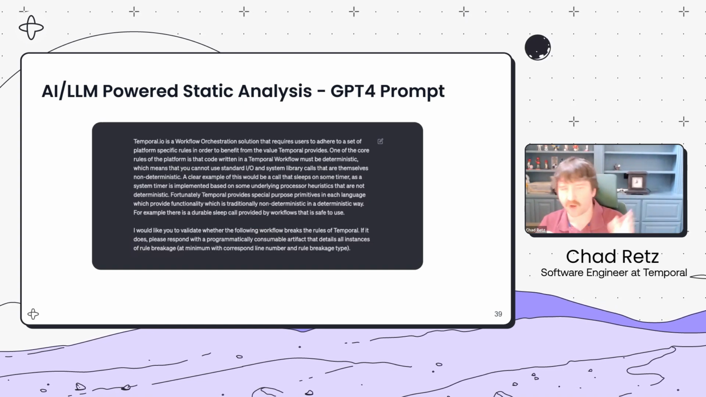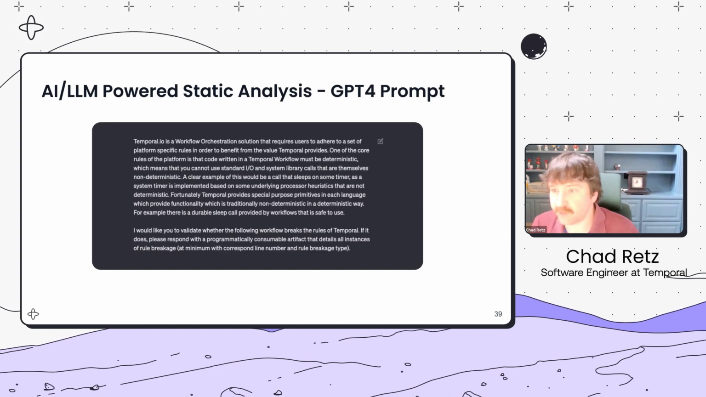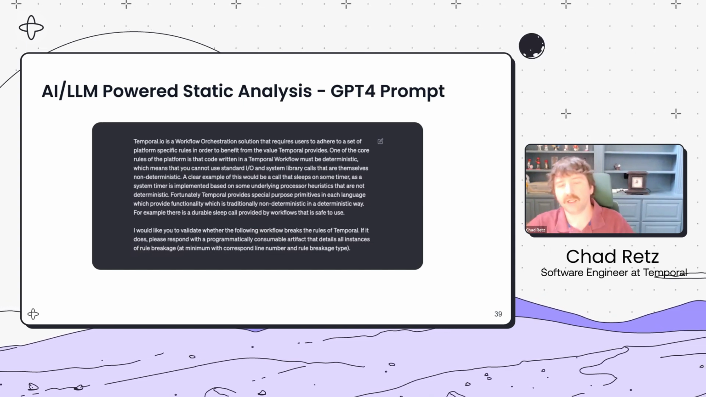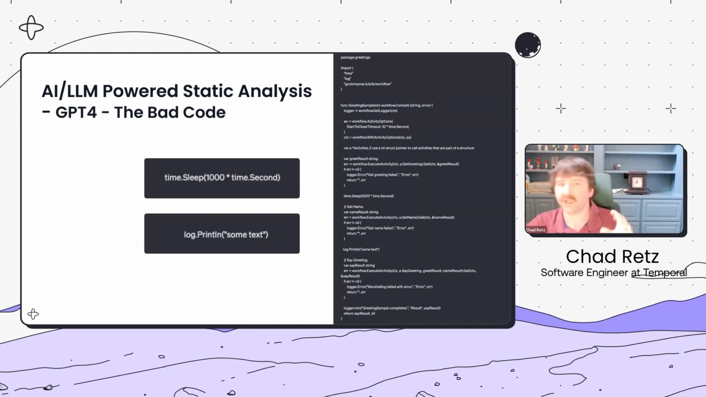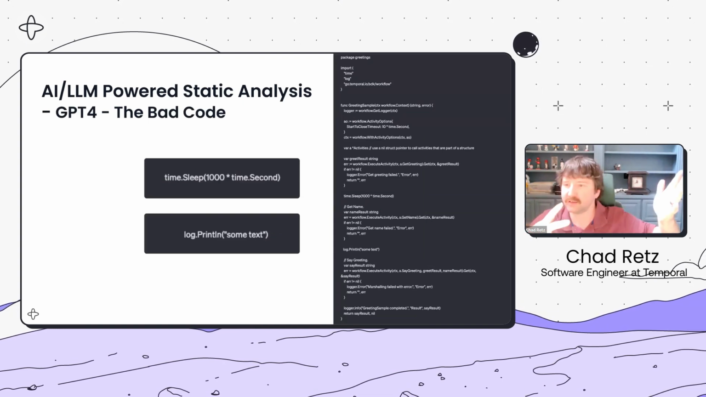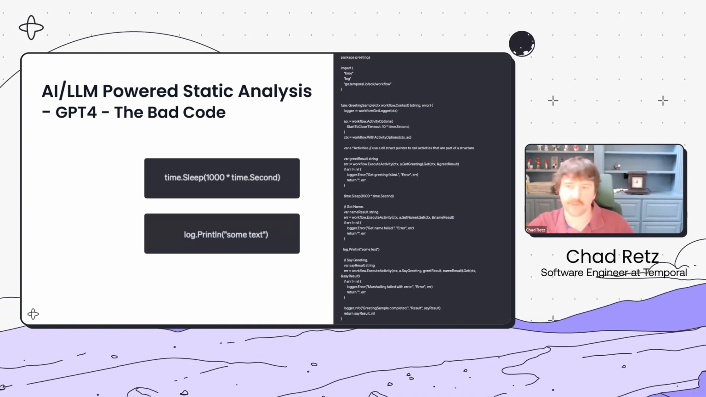So we basically gave it a prompt. I'm not going to read the prompt, but we basically said, we need the code to be deterministic by Temporal standards. And just as a proof of concept, we dumped a bunch of code and we said, is this deterministic? It said yes. And then we made some non-deterministic changes and it immediately found them.